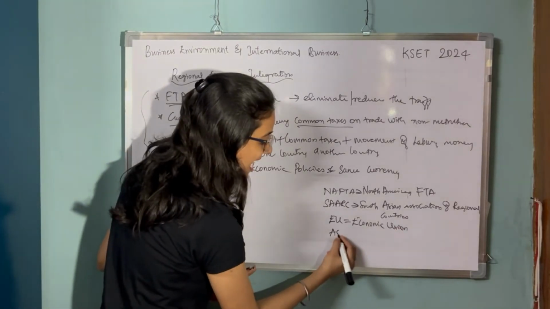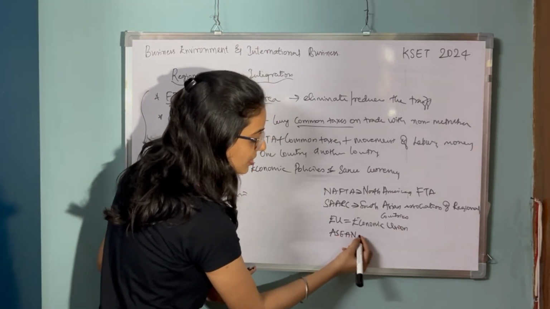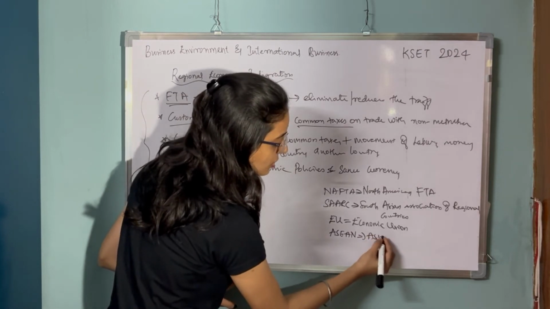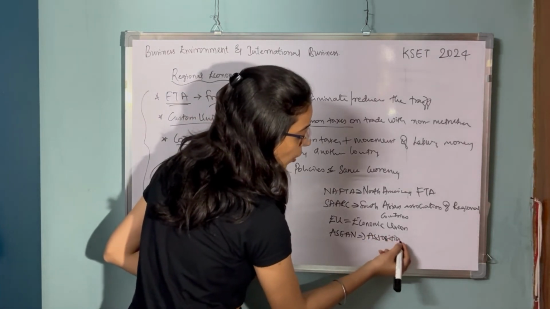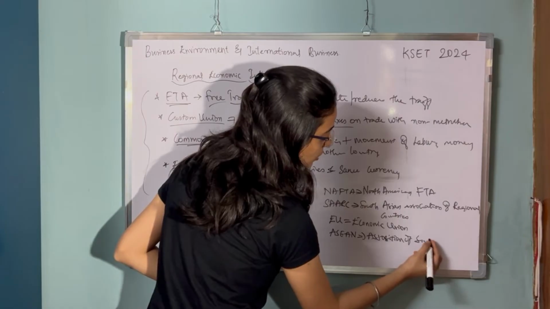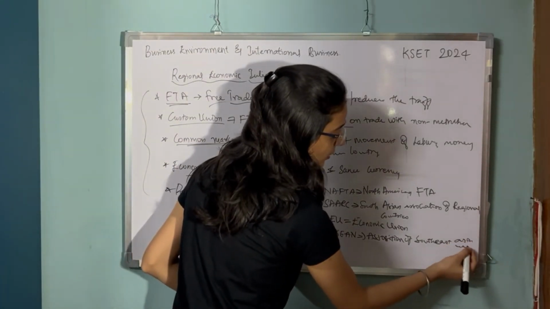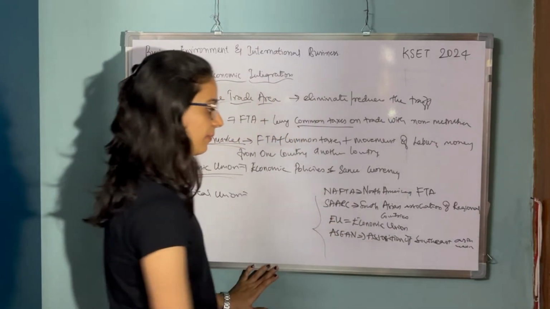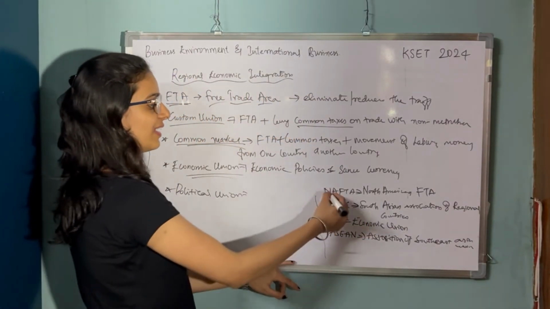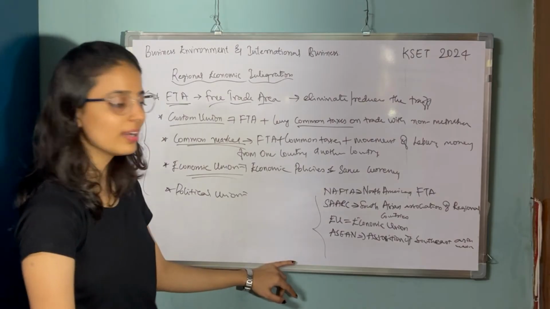There's something as ASEAN, which is Association of Southeast Asia Nations. So these are a few of the agreements: NAFTA, SAARC, EU or SEAL.